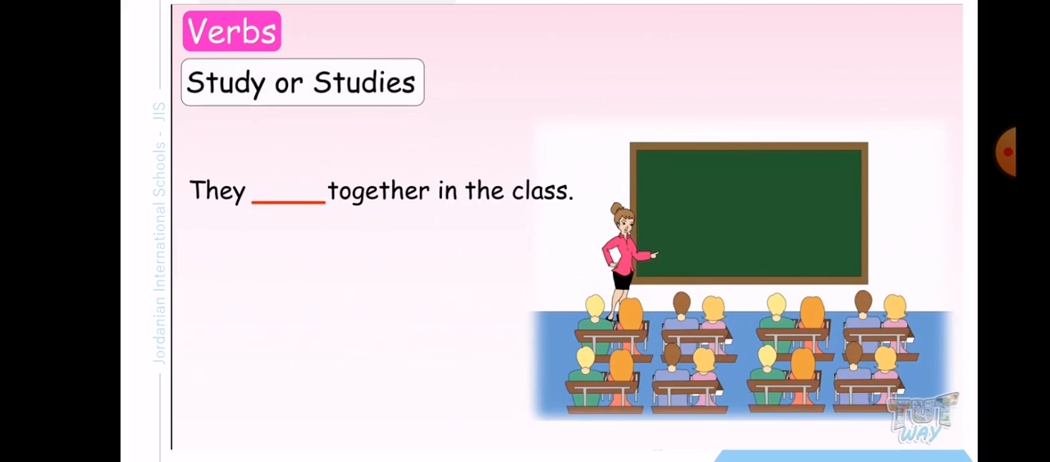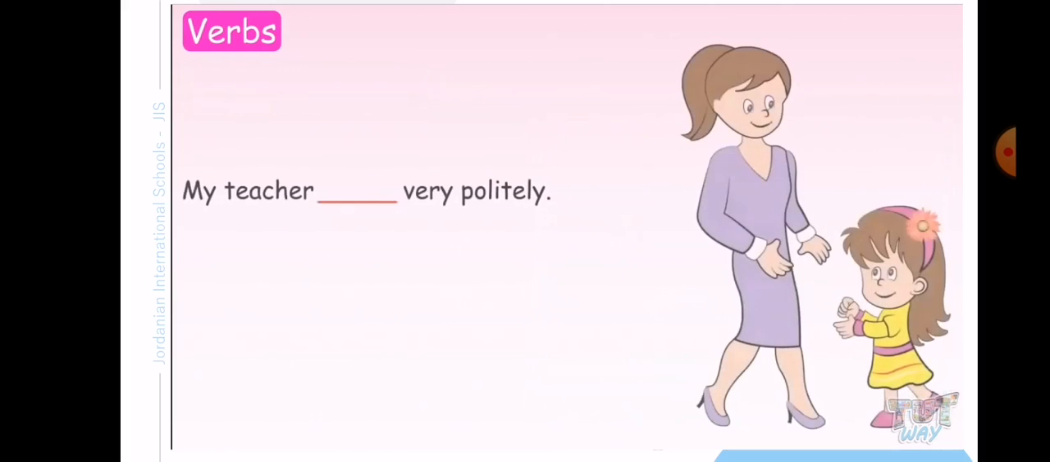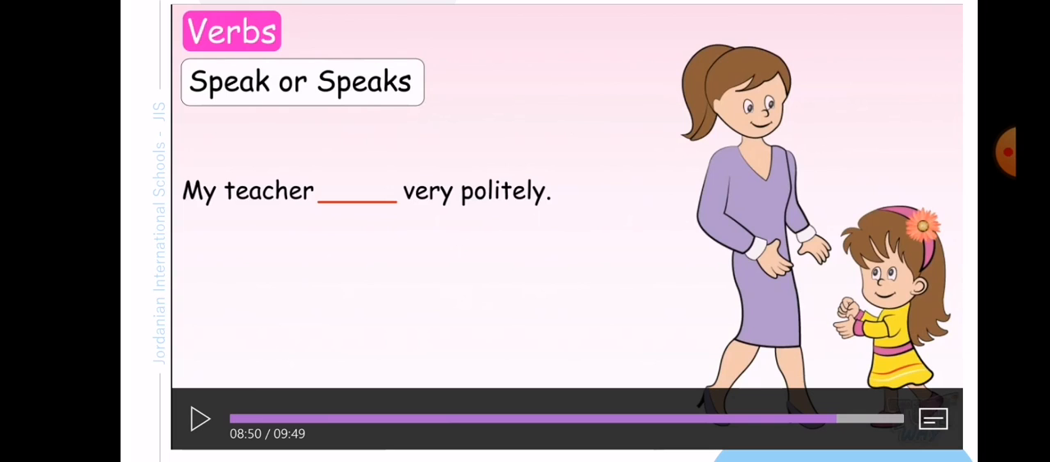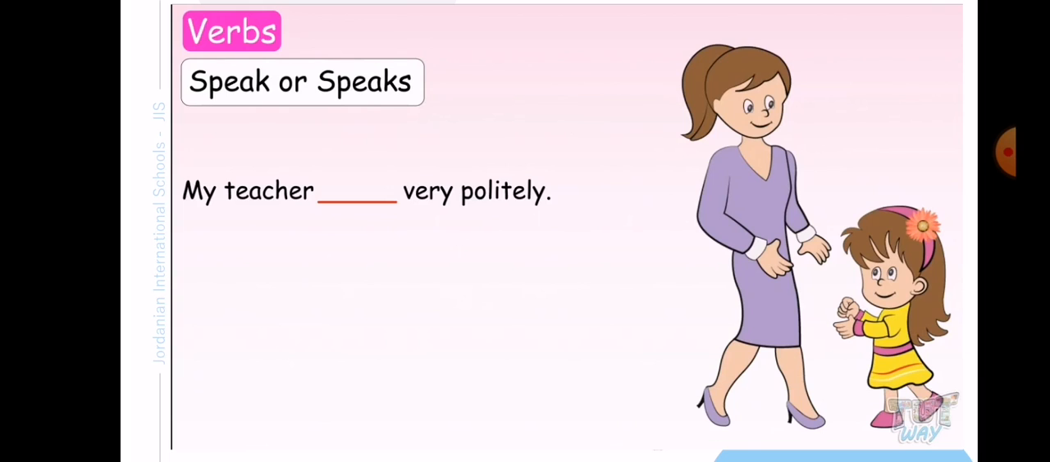Kids, we have to place the verb after a plural pronoun, they. So the verb will not end in s or es. So we will put study in the blank. They study together. Let's see one last example. My teacher dash very politely. We have to choose one out of the two words, speak or speaks. What do you think, teacher? This is the last example for today.